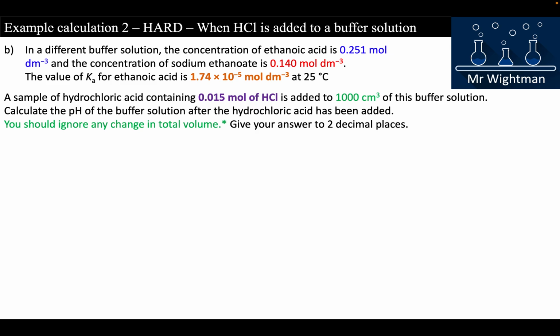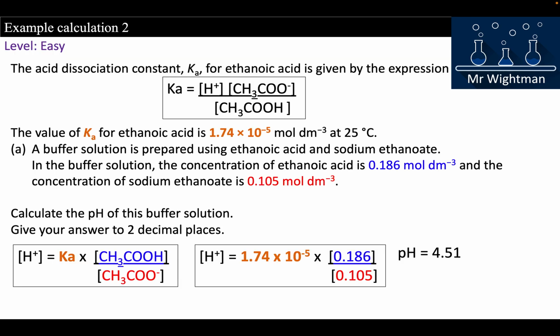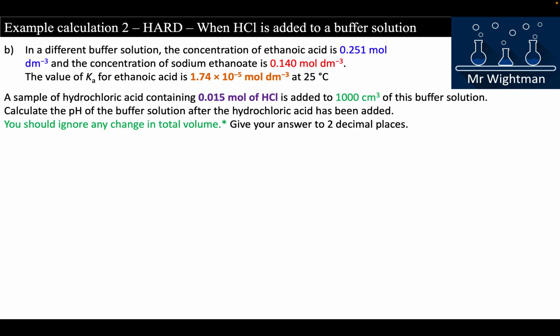The difference here is I have then added something. So it says here, a sample of hydrochloric acid containing that amount of moles is added to a litre, 1,000 centimetres cubed, of this buffer solution. Calculate the pH. So my buffer has now been altered, because this one is just a normal one of calculating, and this one is going to be, well, like I did before, but I've then altered it.